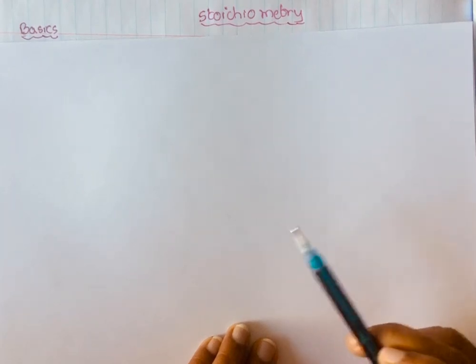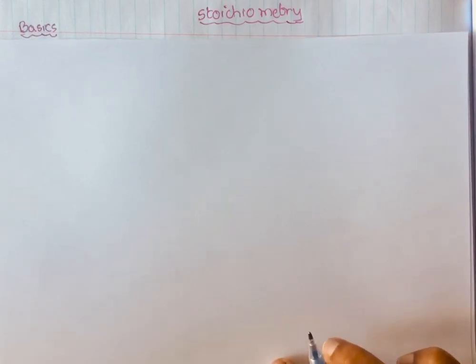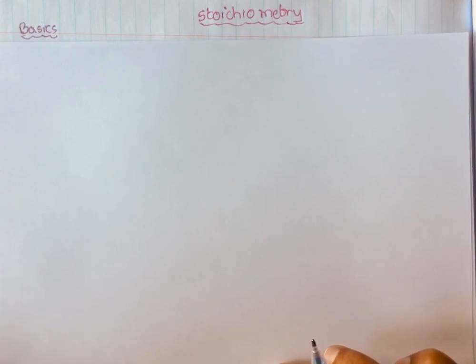Hi, let's see a few basics in stoichiometry. Stoichiometry is a topic where we deal with balanced chemical equations, and by using those balanced chemical equations we can do many measurements like moles and grams of given reactants and products.